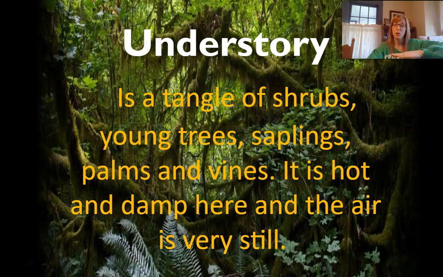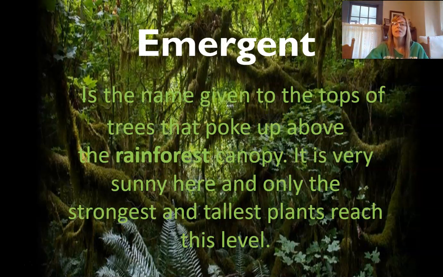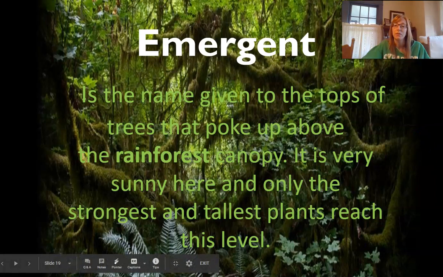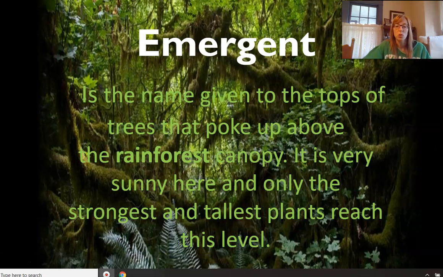So you have the forest floor, you have the understory. Then you go to the canopy. That's where all of that thick layer of trees, all those leaves come together, and it forms a canopy. It's like an umbrella. And then the last one is the emergent. That's the name given to the tops of the trees that poke out above the canopy. It's very sunny here, and only the strongest trees and plants reach that level.